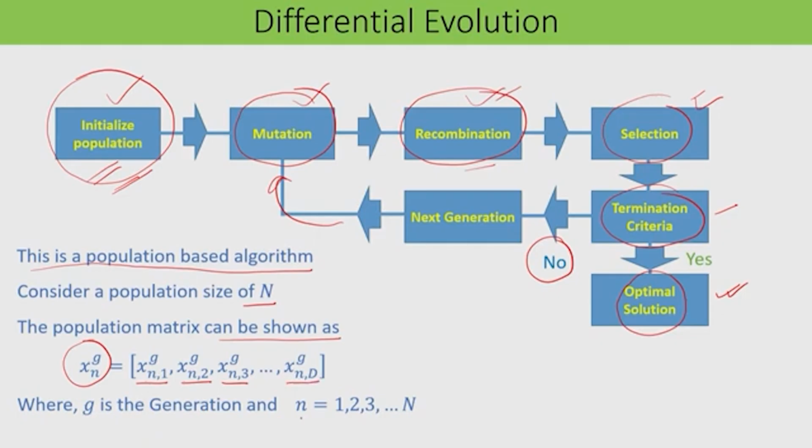Here n is showing the number of population members, so the population size is n. Here n goes from 1 to N, and z is the generation. And the variable index goes 1, 2, 3 up to d, so we have d dimensions. I can say that this is a d dimensional problem. Small n is showing the population number, that means we have a total of N solutions in the population, and z is your generation.